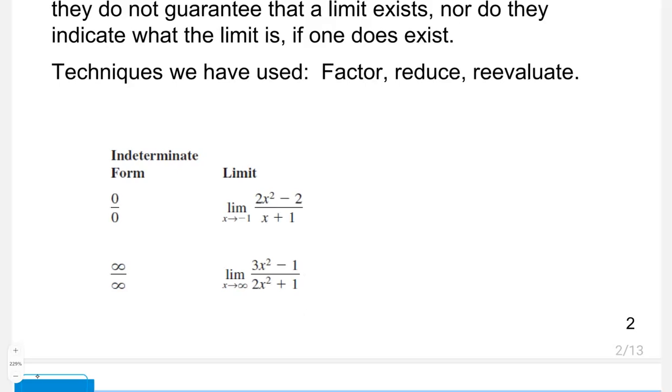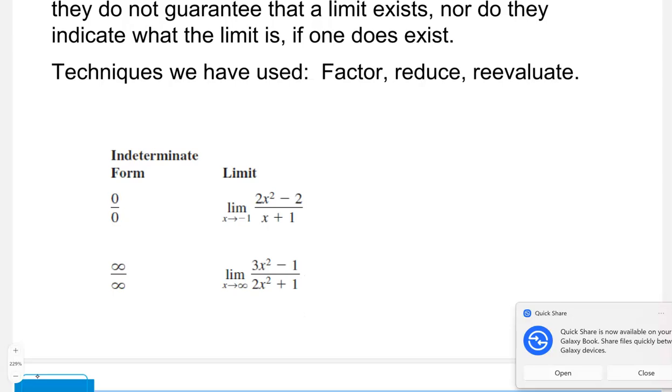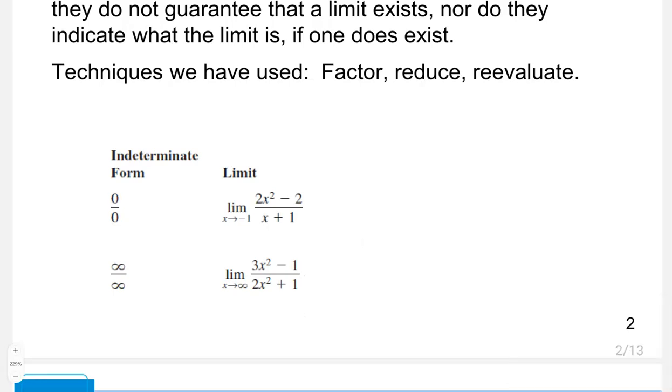So we've seen stuff like this. With this first one, if we want to take the limit as x approaches -1, we're going to have 2 times -1 squared minus 2 over -1 plus 1. This is the indeterminate form 0 over 0.